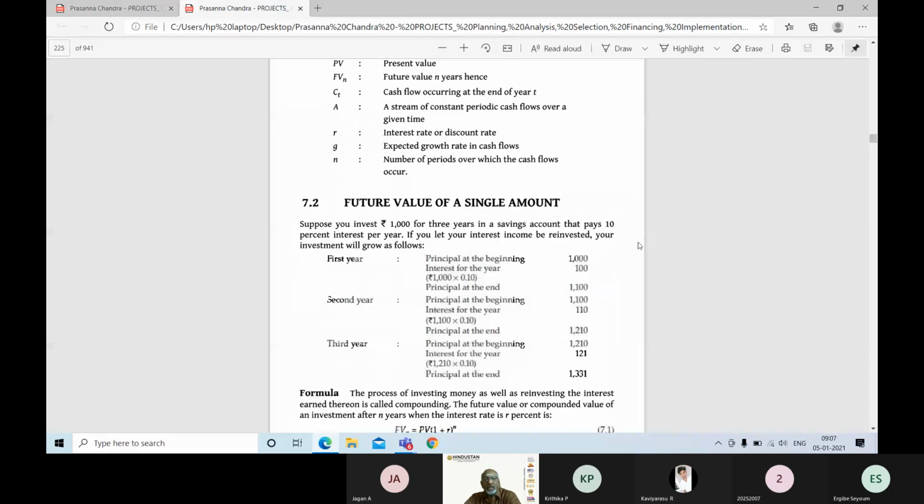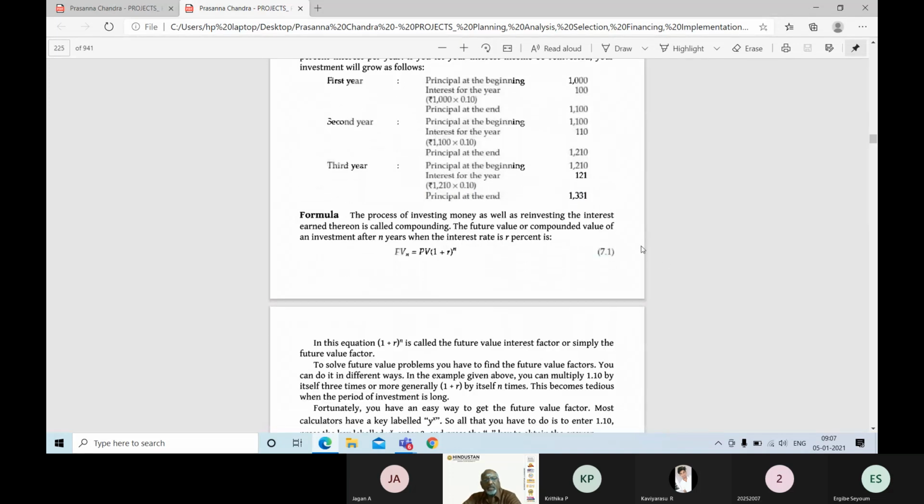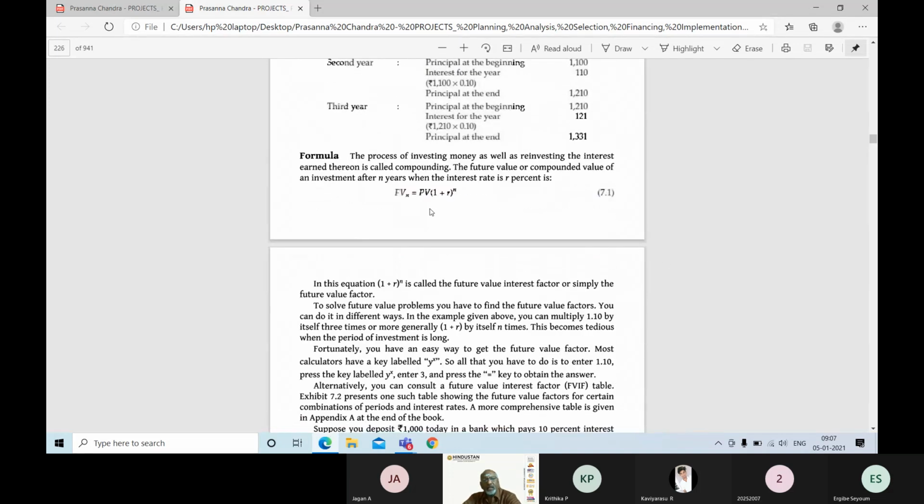The future value of a single amount: the first year, second year, third year, we have calculated like that. Simple interest, 1000 into 0.1 gives us 100. And you have to add 1000 plus 100, and multiply with this interest 10%, and accordingly keep adding together. It is a lengthy process. For that, we calculate with the use of the factor, FV n, where n is the number of years, PV into (1 plus r) whole power n.